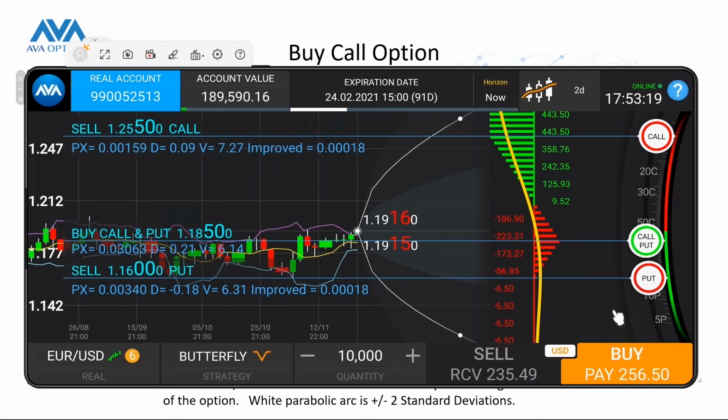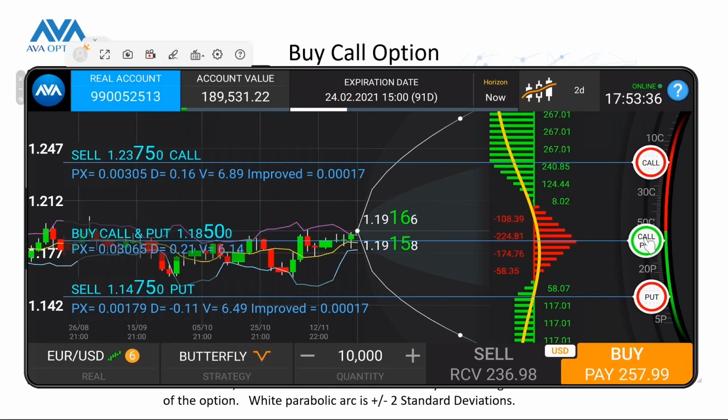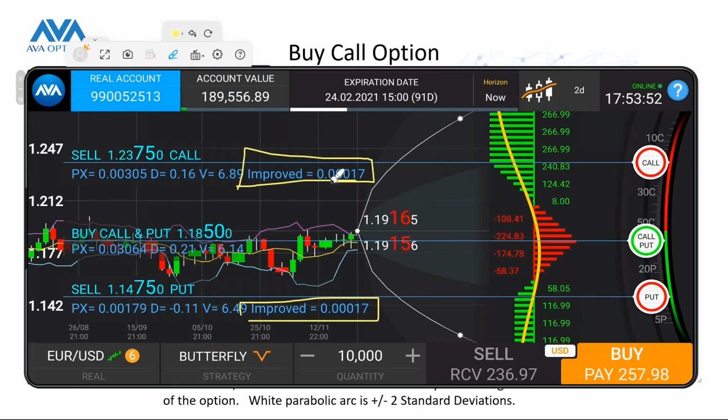Musa is asking if it's better to choose the predefined strategy or better to do it manually. If your intention is to do this strategy, like this multi-leg strategy, you should use this interface, use the strategies, because we're buying two options and selling two options. We give you an improved price when you trade this way. You see here that it says improved 0.0017, improved 0.0017. That means that you are better off with this strategy.